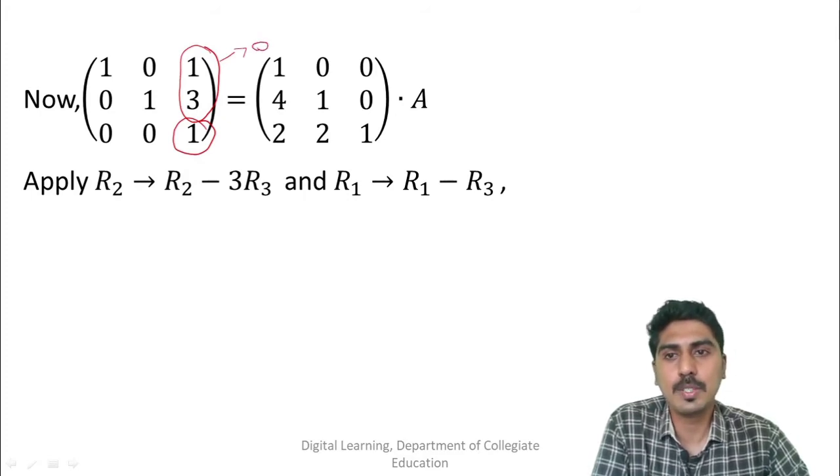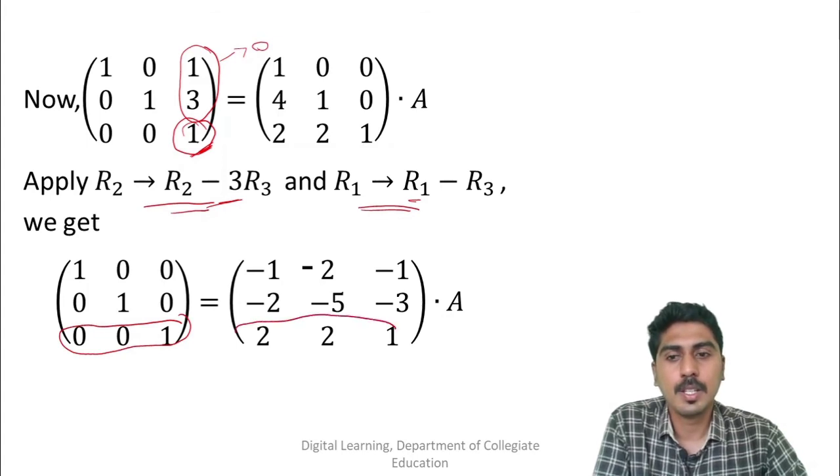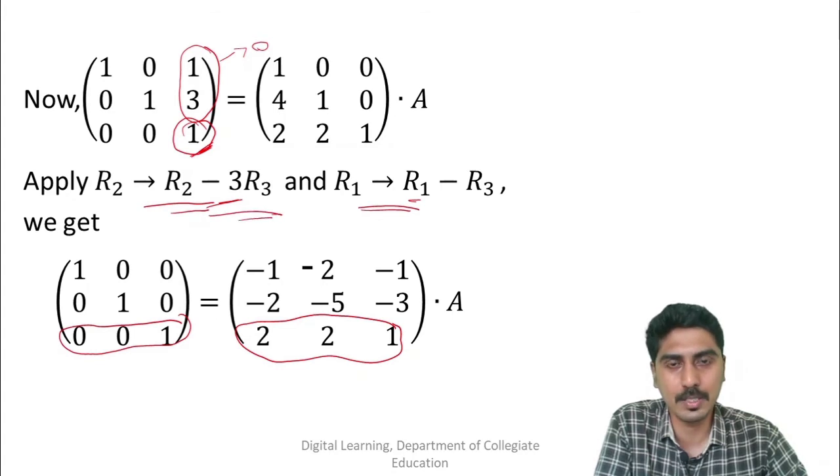To make these two elements 0, we can apply the row operations. R2 changes to R2 minus 3R3 and R1 changes to R1 minus R3. As we have 1 here, if we multiply this by 3 and subtract, we get 0, and if we subtract 1 by 1, we get 0. Now R3 is unchanged, write it down as it is. Change R2 and R1 using these operations.